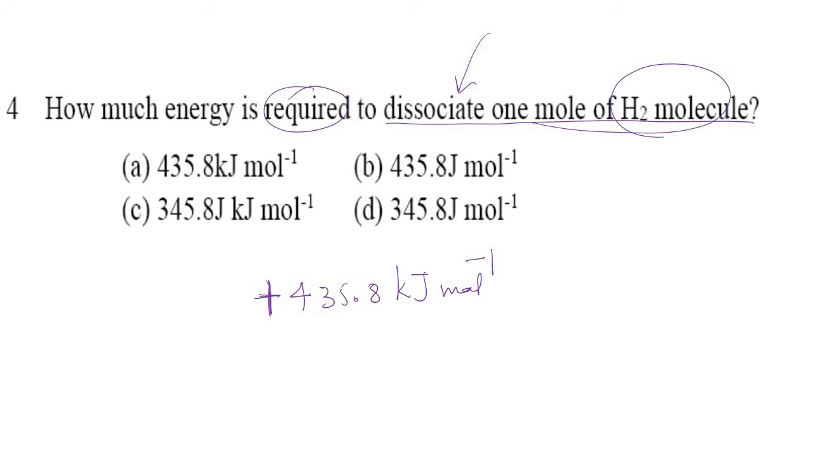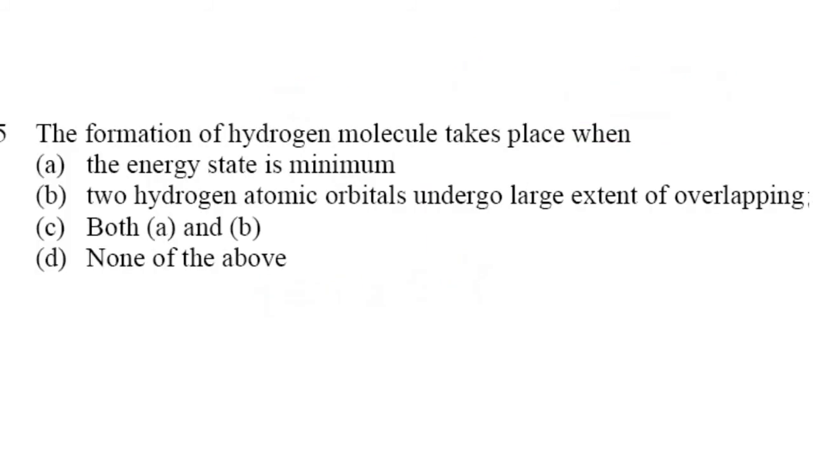Then we'll move to the next question, the fifth question. The formation of a hydrogen molecule takes place when? The first option: the energy state is minimum. That is very important. When the energy state is minimum, then only is the hydrogen molecule formed. The second important point is what?